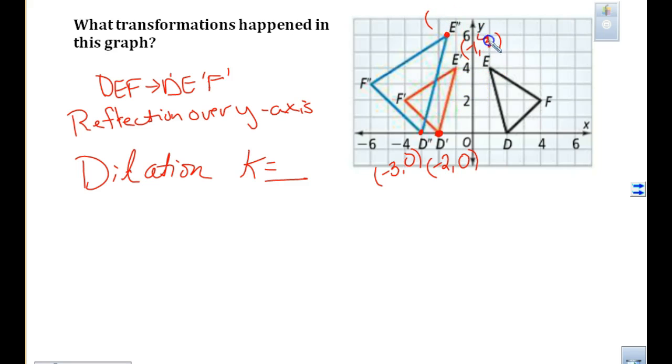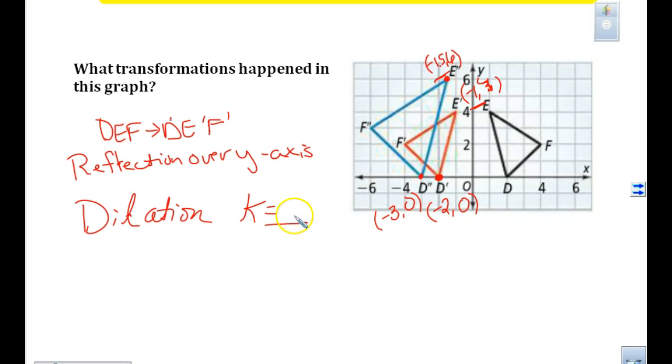4. Thank you. E double prime looks like it's located where? -1.5 and 6. So what am I taking -1 times to get -1.5? What is my size change? K has to be, yes, 1.5. Has to be 1.5.